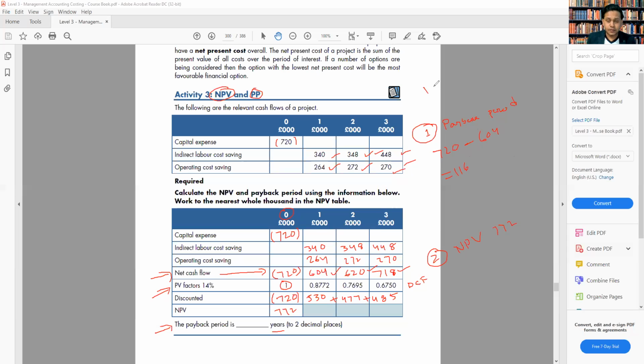So year 1 I need in full. In year 2 I receive 620. I don't need the full year 2, isn't it? I need just a little bit, 116 from 620. So if we do 116 divided by 620, that gives me 0.187. If I add the year number 1, that will give me 1.187.